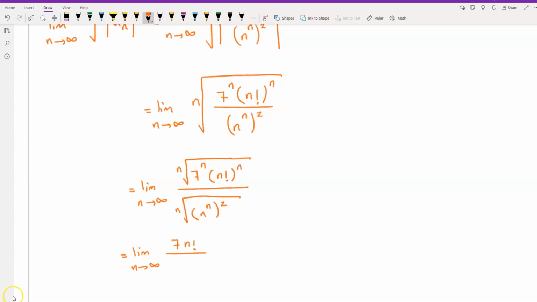So simplify. This is equal to the limit as n approaches infinity. We have 7 times n factorial on top. Here we have the same power as the index, so we can cancel that, and we don't have radicals, so it is 7. It is the same thing for this one: the power is the same as the index, which means we can cancel radicals, so we're going to have n factorial. So it is 7 times n factorial on top. In the denominator, again we have the same power as the index, so we can cancel the radical. What's left is n squared in the denominator.